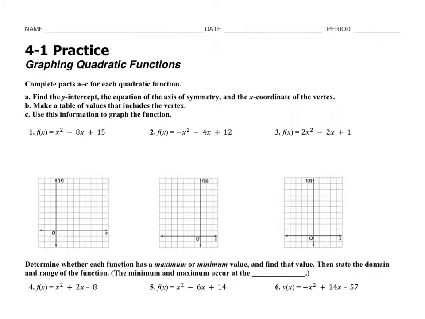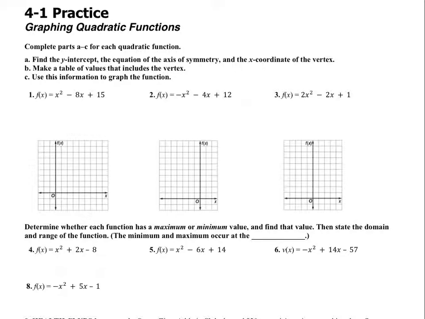This is 4-1 practice for your quiz to review. So we're going to start out by graphing quadratic functions. You have to make sure you find the y-intercept, equation of the axis of symmetry, the x-coordinate of the vertex, and really all of the vertex. And make a table of values that includes the vertex and use the information to graph the function.